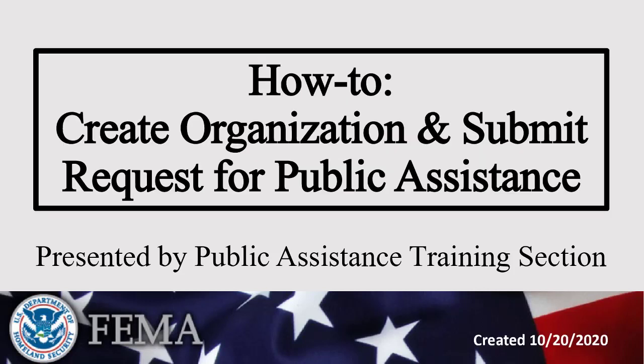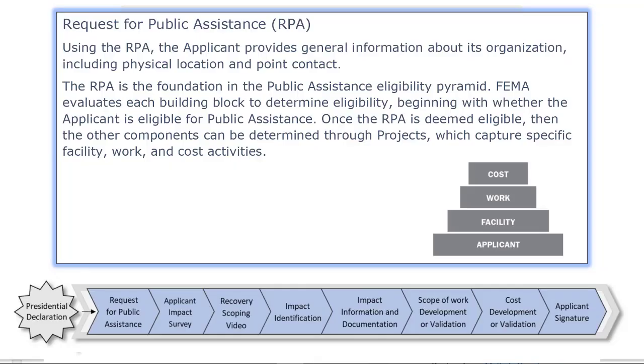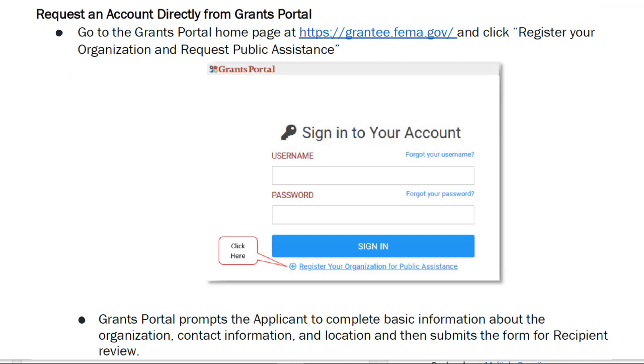This video will cover how new applicants create their organization and submit a request for public assistance in Grants Portal. The request for public assistance, also called an RPA, is just what it sounds like. It's the official application needed to apply for public assistance on a declared event. There are a couple ways to submit this request. For first-time users, you can directly register your organization and request public assistance through the Grants Portal sign-in page.